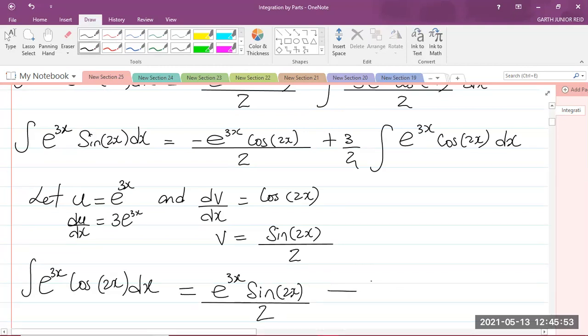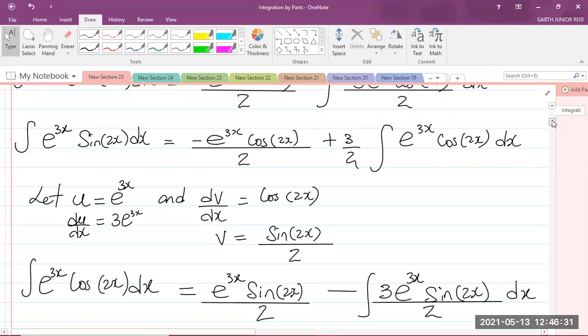Okay? Minus the integral of what? v du by dx. So I'm going to multiply the sine of 2x over 2 by the 3e to the 3x. All right? So if I do that now, I will get 3e to the power of 3x multiplied by the sine of 2x, and I'm going to divide that expression by 2, and I'm integrating with respect to x. Okay, good. Let us now scroll down so that we get more space.